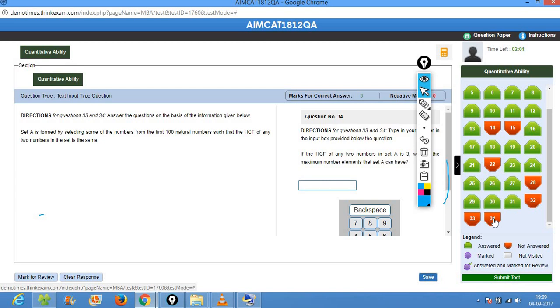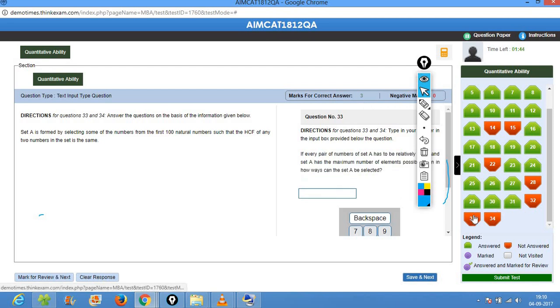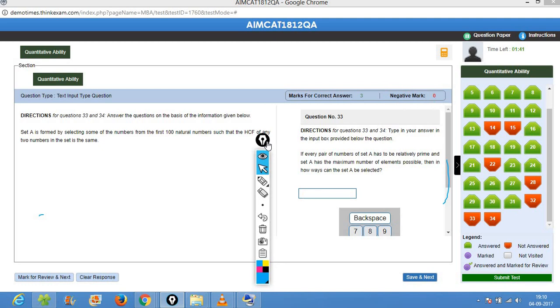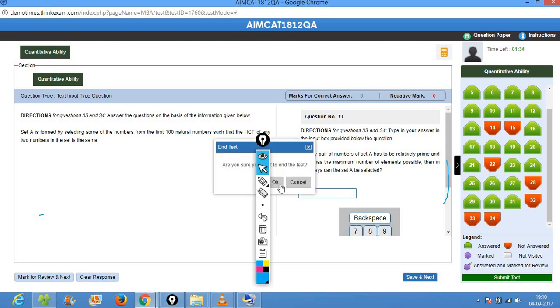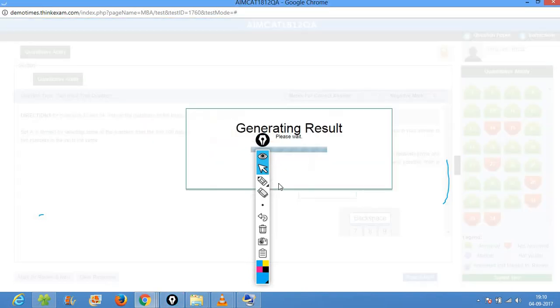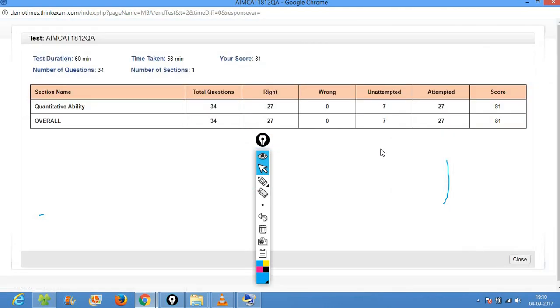Set A is formed by selecting some of the numbers from the first 100 natural numbers so that the sum of any two numbers in the set is the same. I'm not in a mood for doing anything else. Let's submit. Fine, 27 to 381.